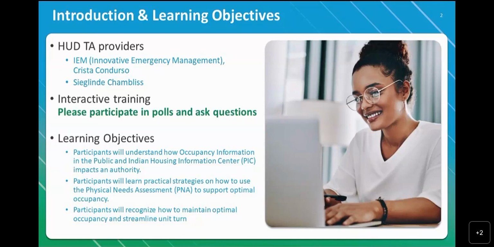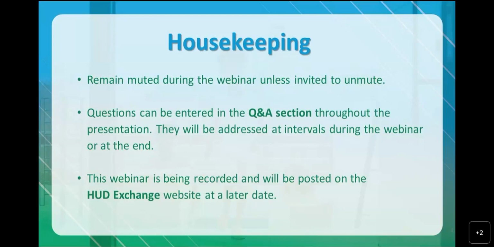Our learning objective for this session will be understanding how the occupancy information impacts an authority. So we'll be revisiting 2021-35 from PIC. Participants will learn practical strategies on how to use the physical needs assessment to support optimal occupancy, very important as part of repositioning. And participants will recognize how to maintain optimal occupancy and streamline the unit turn, which can be a challenge these days.